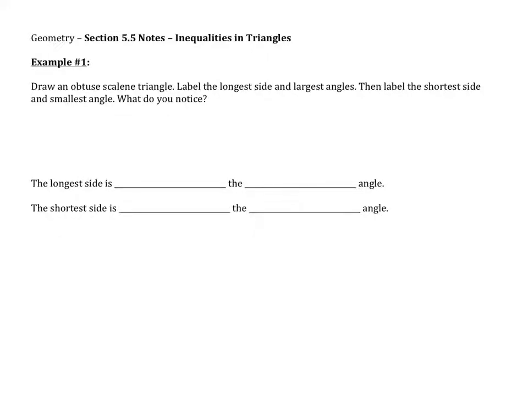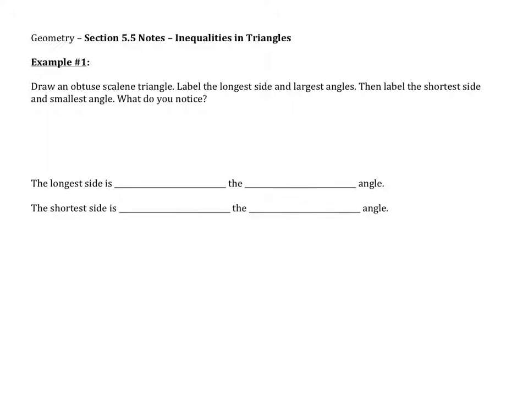Section 5.5 is about inequalities in triangles. And we're actually going to start this section out with an example. So here's number 1. Draw an obtuse scalene triangle. Label the longest side and largest angle. Then label the shortest side and the smallest angle.